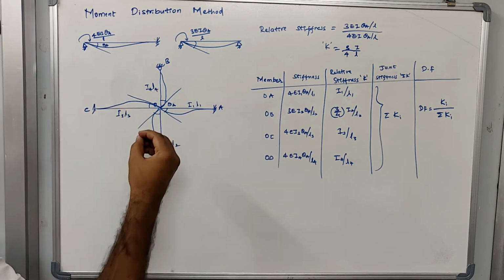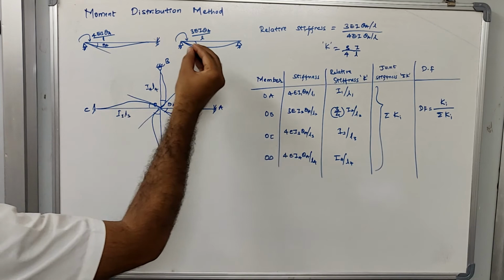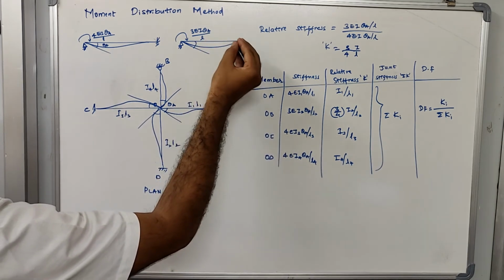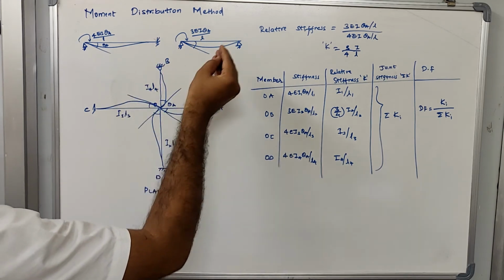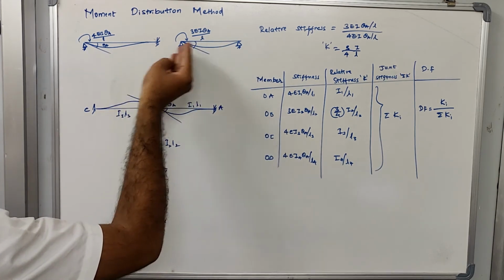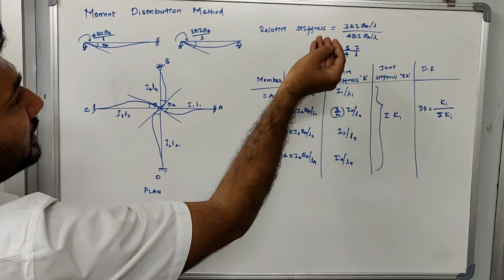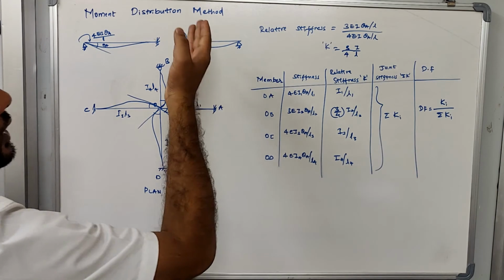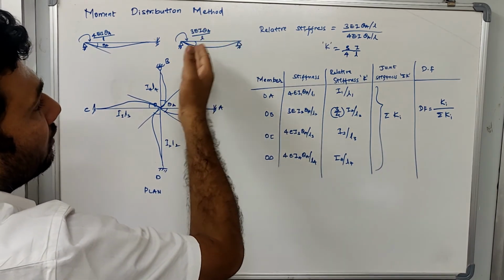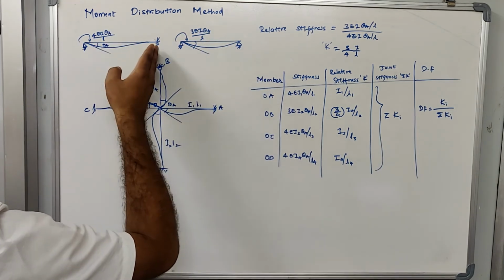So here what we will also try to understand is the relative stiffness. Relative stiffness means what? If I try to compare the joint with far end as pinned and far end as fixed, I'll try to mention what are the differences that exist between them. So to find that out, I'll take the relative stiffness. Relative stiffness is basically the ratio of the moment stiffness with the far end as pinned to the stiffness with the far end as fixed.